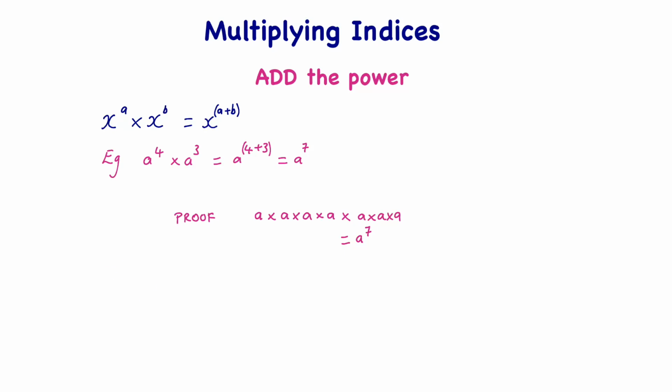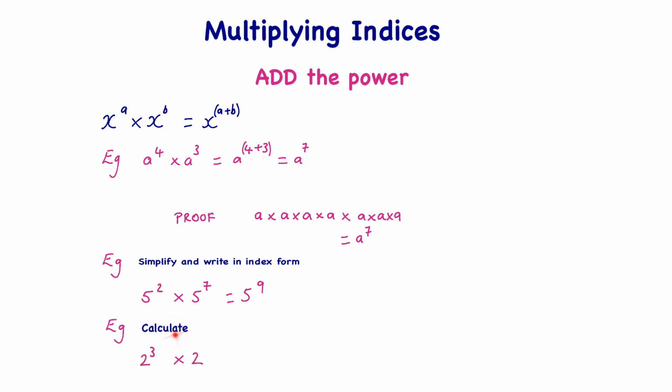Here's another example. 5 to the power of 2 times 5 to the power of 7 gives you 5 to the power of 9. Now for the next example, they actually want you to calculate. 2 to the power of 3 times 2, which by itself is to the power of 1. You add the two powers together, so 3 and 1 gives 2 to the power of 4. And to calculate that, you work out 2 to the power of 4, which is 16.